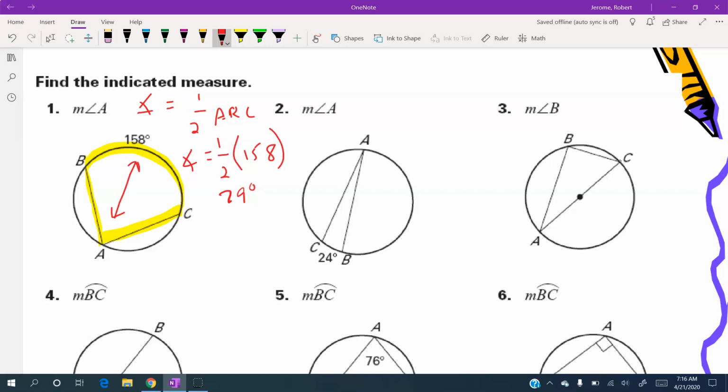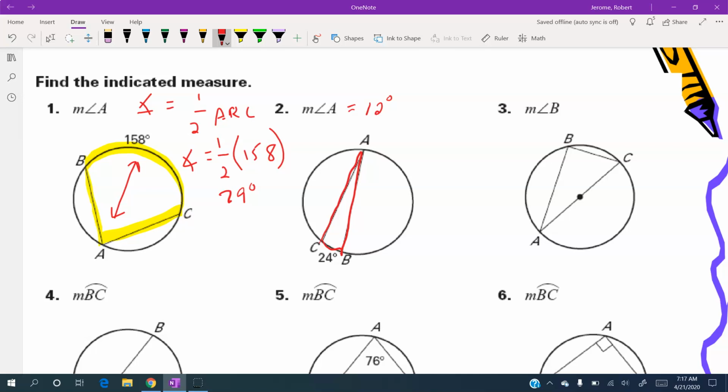And we're going to do the same thing with numbers 2 and 3. So I want you to try it. We're going to hit pause, try it, and come right back. Okay, we are back. So you've had a chance to try numbers 2 and 3, and let's see what we came up with. We're looking for angle A. We're going to use its intercepted arc, and angle A equals 12 degrees.